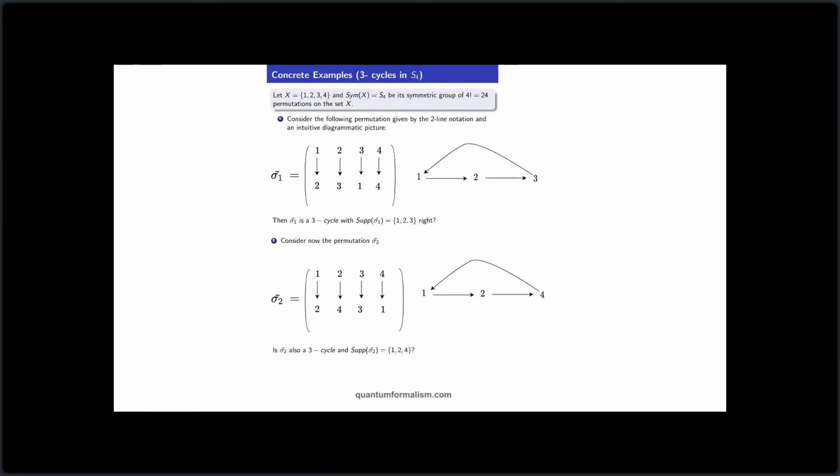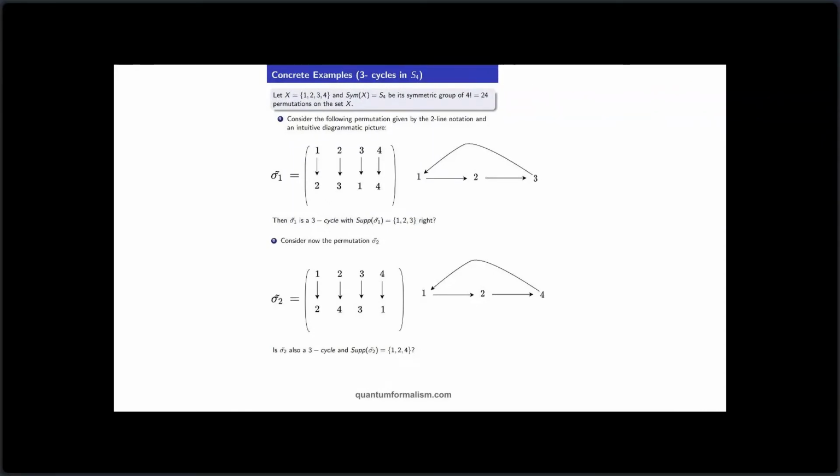Okay. So here's an example. So this is the first example of a 3 cycle. And here's a second example of a 3 cycle. In this case, I claim this takes 1 to 2, 2 to 4, but then 4 cycles back again. It leaves 3 unchanged. It takes 4 back to 1. So the claim is that this is a 3 cycle as well.